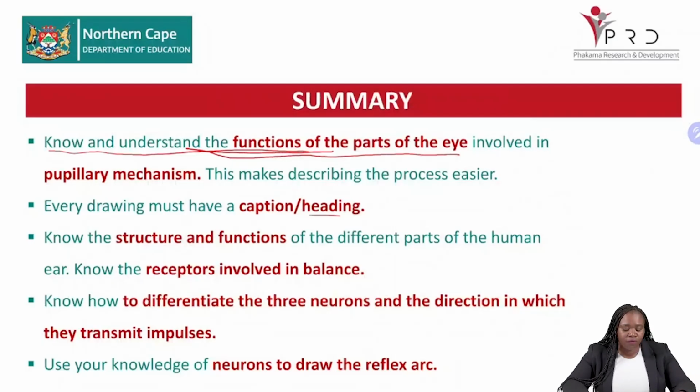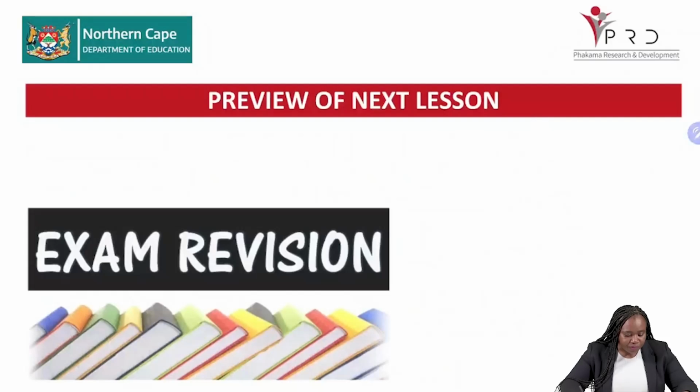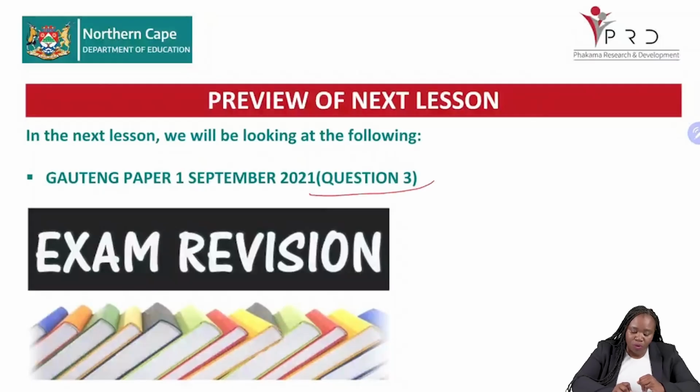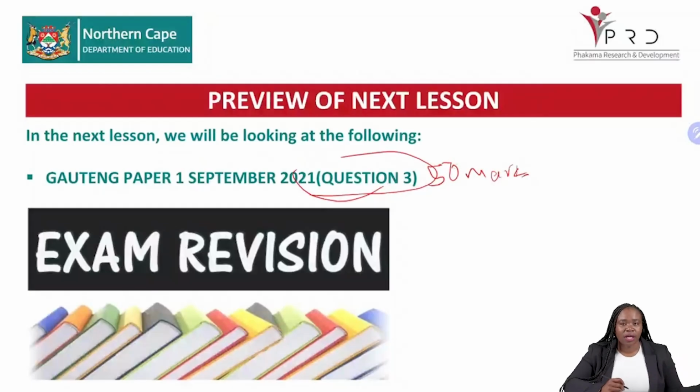Now use your knowledge of the neurons to draw your reflex arc, then that makes it very simple, and you would be able to score as many marks as possible. Right, so this was our Gauteng paper 1 question 2 September 2021 paper, right? So that is the 50 marks that we were looking at. In the next lesson, we will be looking at question 3, which is also a 50 mark part. Section A, 50 marks. Section B, 100 marks. Question 2, 50. Question 3, 50. So that is how you'll be able to score your 150 marks in the exam.